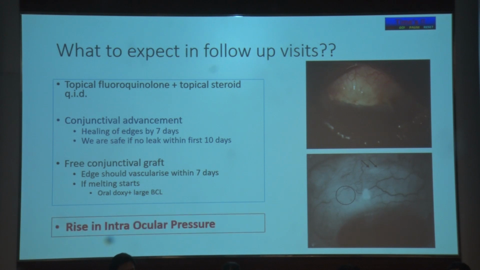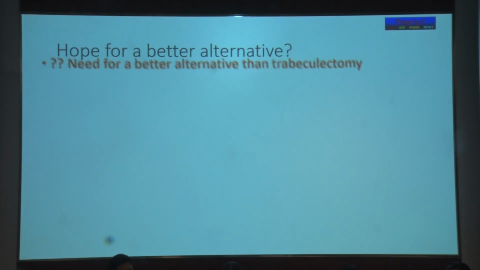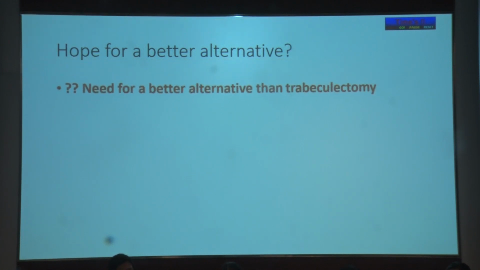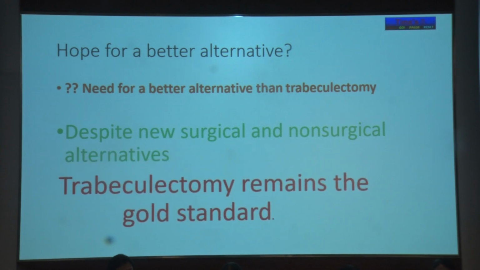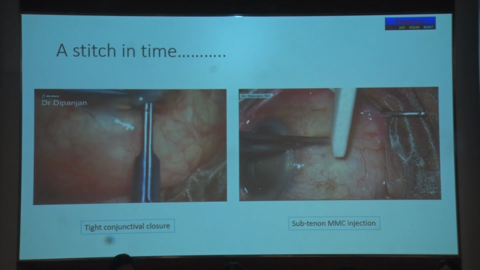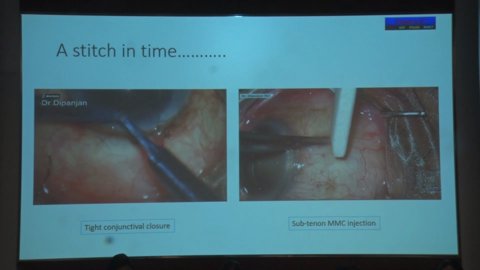And sometimes we need to deal with the rise in intraocular pressure and start anti-glaucoma medication. So the thing that comes to mind is whether there is a better alternative like Ologen and things like that, but we know that despite all these new surgical and non-surgical alternatives, trabeculectomy with mitomycin C remains the gold standard. And we must remember that if we put a stitch in time, that is an anchoring suture in the limbus with a tight conjunctival closure, mostly we do not have a leak in the early postoperative period.